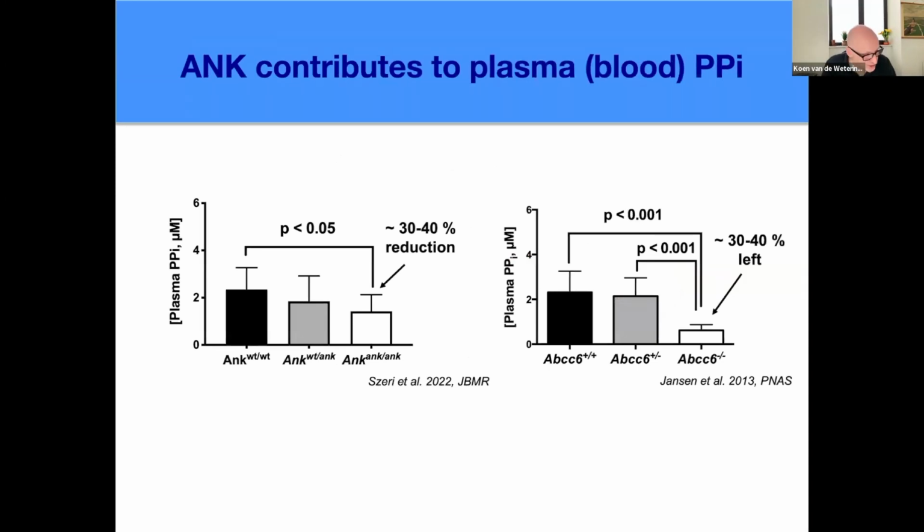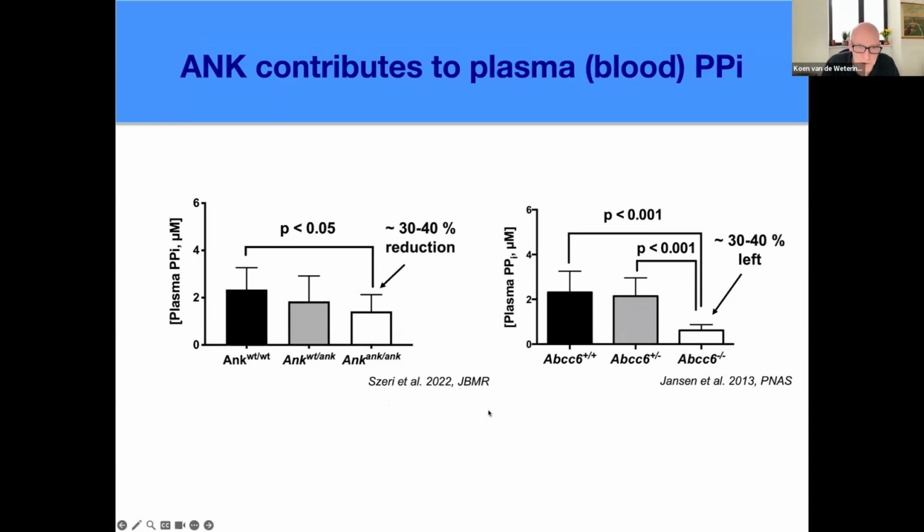If we first check what was happening in the blood of these animals, we found that animals that did not have ENK had reduced levels of pyrophosphate in their blood. Levels were not as low as those found in animals that didn't have ABCC6, but still it was a substantial reduction. And this was also found by another group that did the same thing.